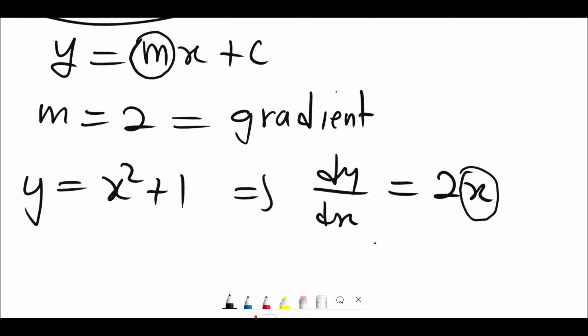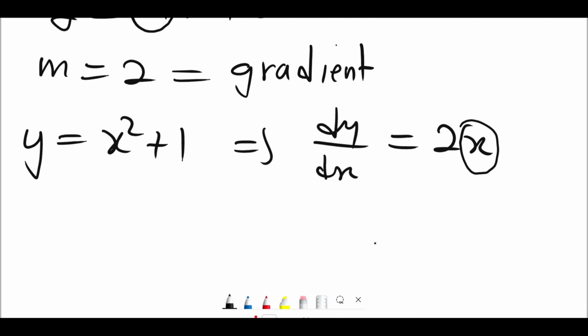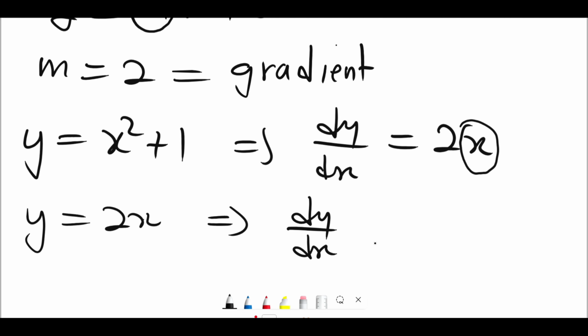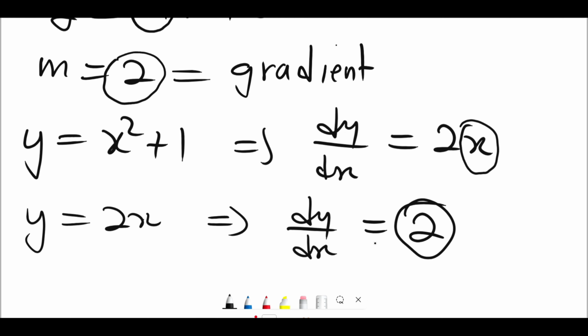We still have X over here. But when you take the first one, which is when you have y is equal to 2x, which is the line, when we find the derivative, we are going to get dy/dx to be equal to 2. And this 2 is the same as the 2 that we obtain over here, which is the same as the gradient of the given line.